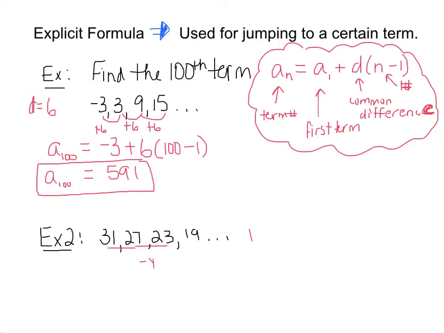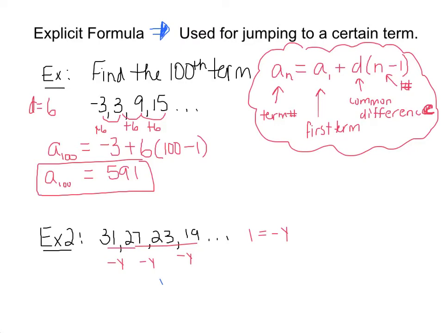Now let's check it. 31 minus 4, or plus a -4, would equal 27, and 23 plus a -4 would equal 19. So my common difference is -4. Okay, so let's try and find the 100th term. So let's use our formula.